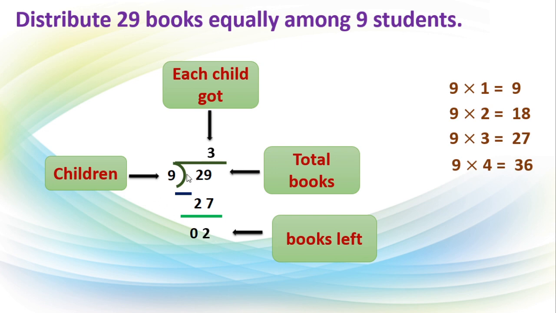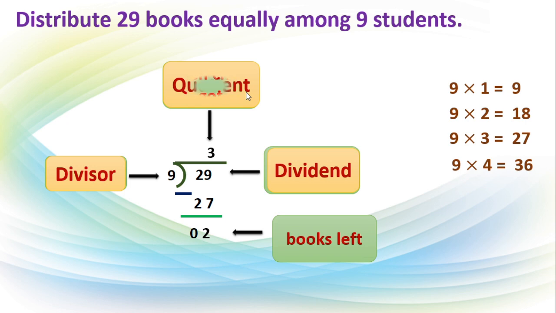Correct? Now here what do we call this 9? 9 is nothing but the divisor. And 29, that is total books, is nothing but the dividend. And the answer we got, that is the quotient. And the remainder means how many books left. Got this? We will try one more.